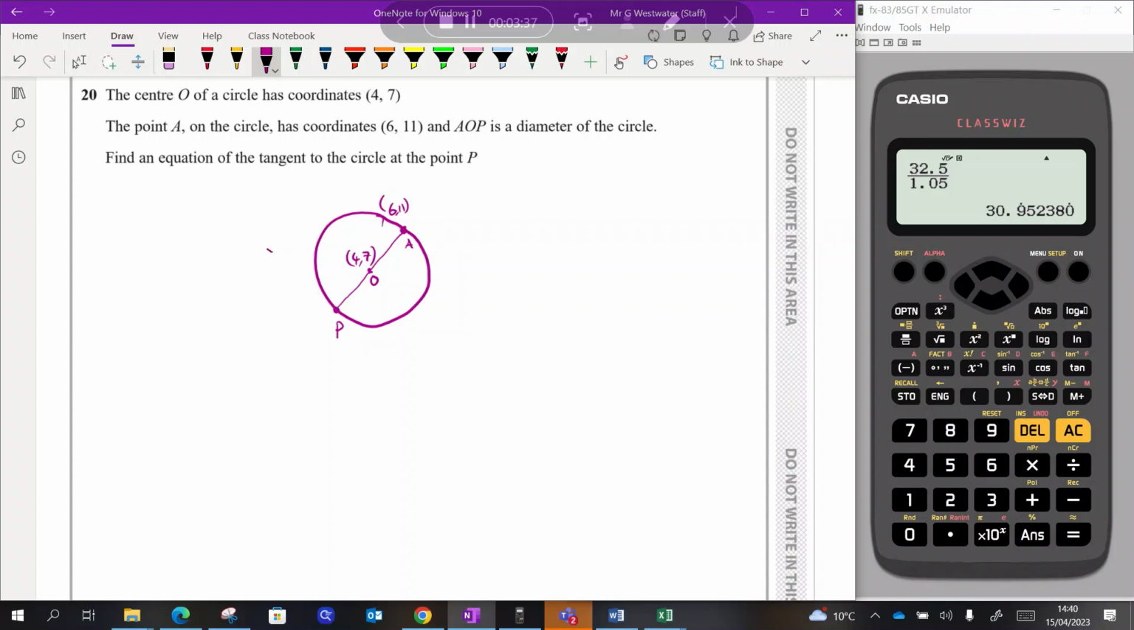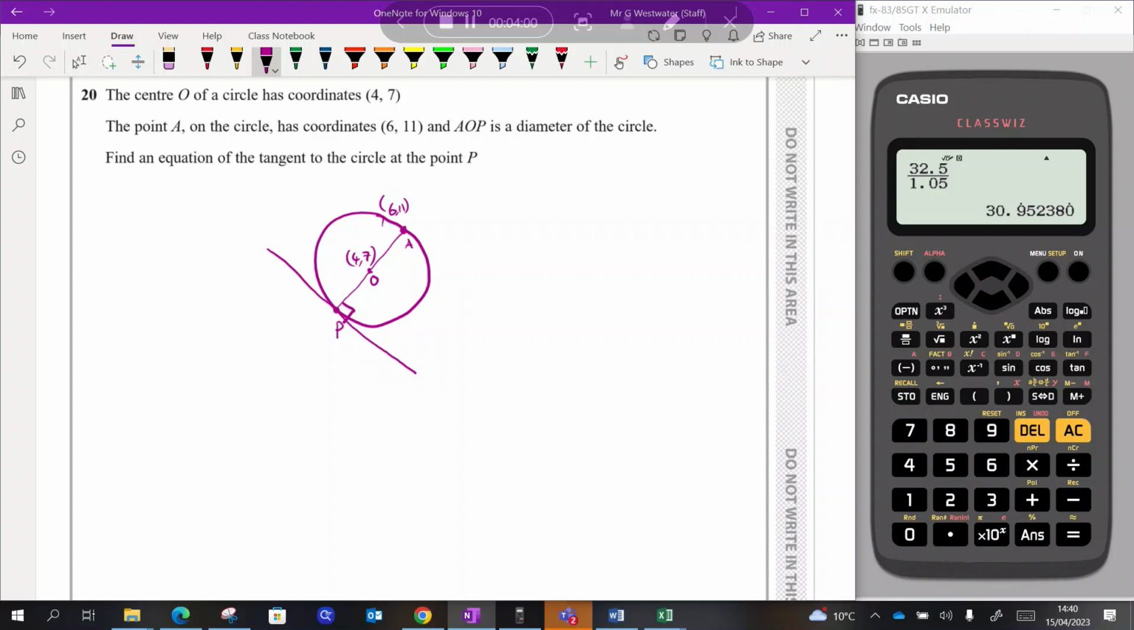So the tangent of the circle is going to be this line here. Now I know from circle theorems that this is going to be perpendicular. So what I need to do is first I need to work out what the coordinates of P are, and then I need to work out what the gradient of this line is, and therefore work out the equation of that line.